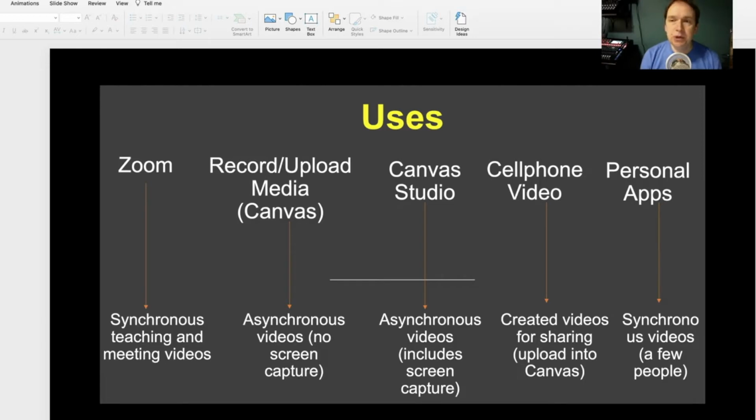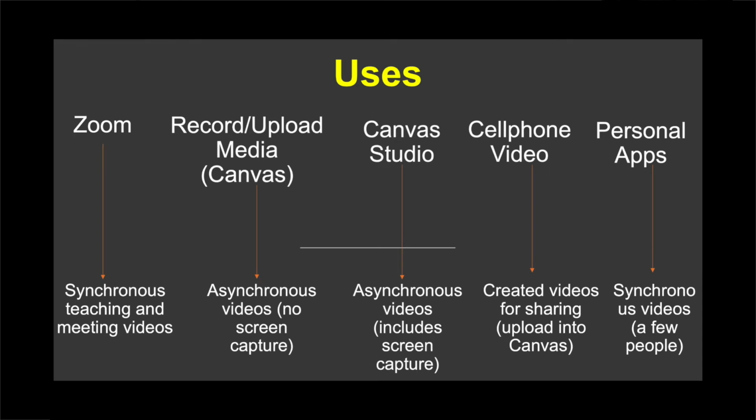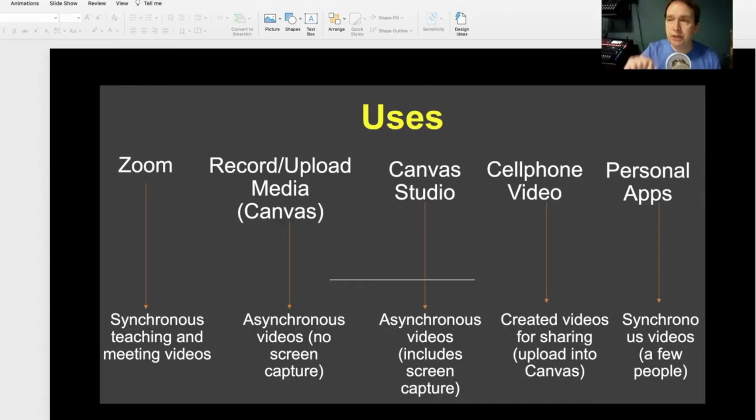Now, Canvas Studio is, I think, the most robust of the tools we're using right now. It's what I'm using to record this particular video. Canvas Studio is really designed to record asynchronous videos. It can be a webcam, so the little image right now you're seeing of me, not the one from that camera, but from this direct computer camera, is the webcam capture.